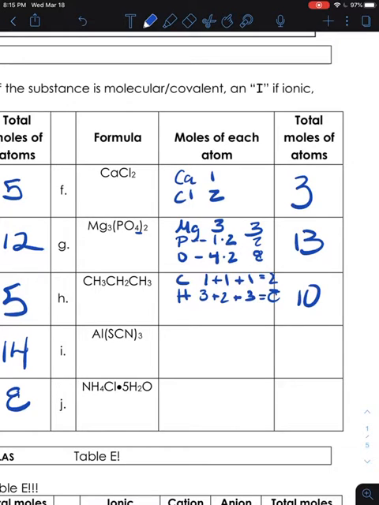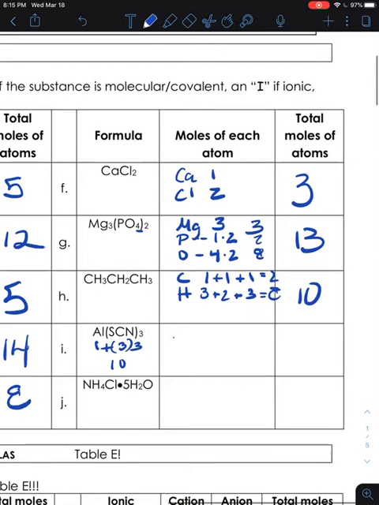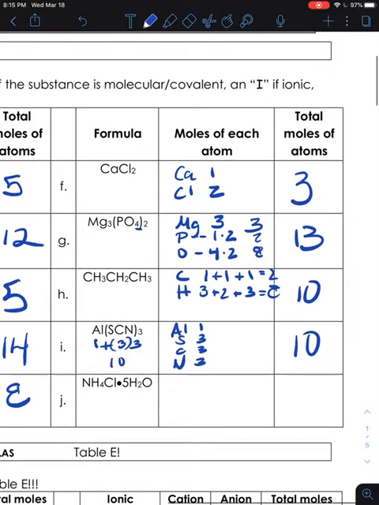Now, if you noticed, you can do the moles for each atom, which is a good practice to do. Or you can just get into the habit of, there's 1, this has 3. So 1 plus 9 is 10. So let's just double check that by looking at each individual atom. There you go. Another hydrate for you.